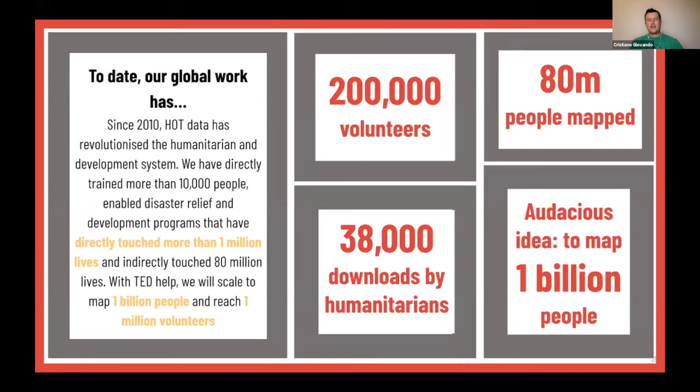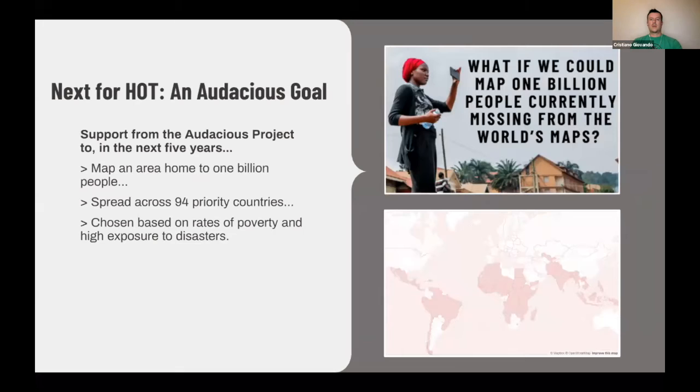As I mentioned at the beginning, we recently received support from the TED network to do a project over 5 years where we have this Audacious goal, Audacious being the name of the project, of mapping the area where 1 billion people live. So this is something that we're planning now over the next 5 years. We will be opening regional hubs in South America, East Africa, and Southeast Asia. And we're just starting this, so we really look forward to what this Audacious project will bring us.